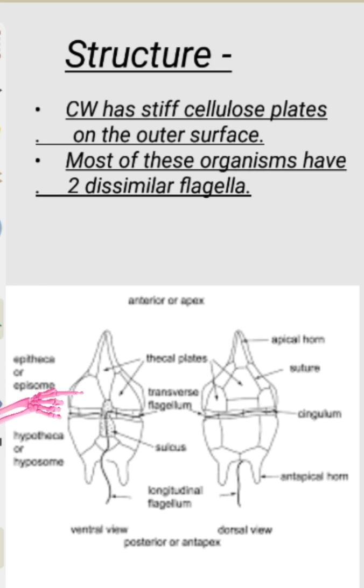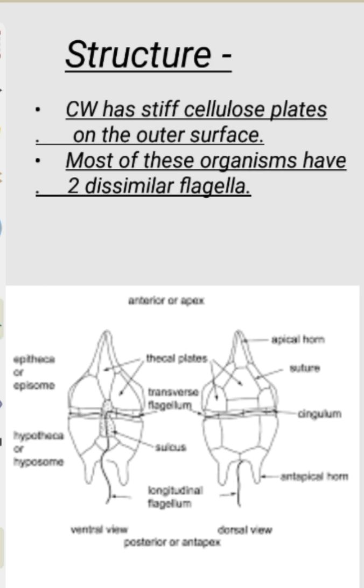So, let's look at the figure below. There is a particular dinoflagellate in this diagram and they have shown the ventral and the dorsal view. When we look at this diagram, we see that there are thecal plates written. These thecal plates are stiff cellulose plates, and they act as an armor, or we can say a shield, to give protection to the single-celled organism. So, that's what thecal plates are.